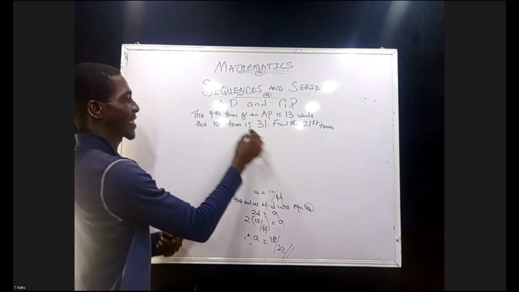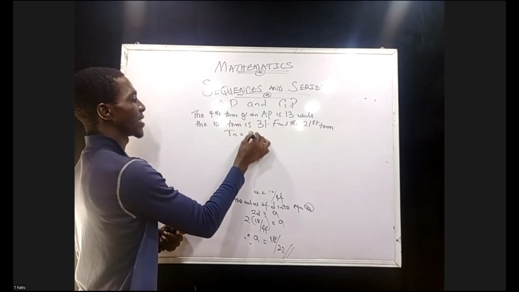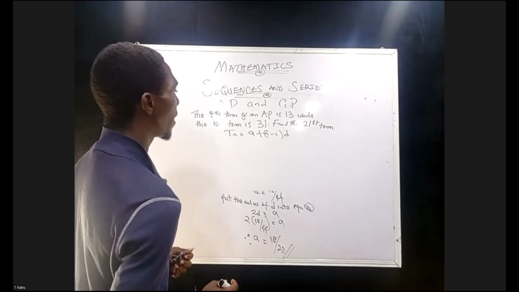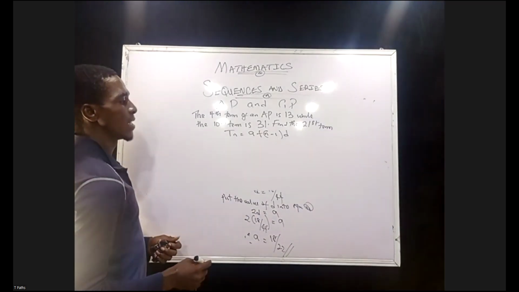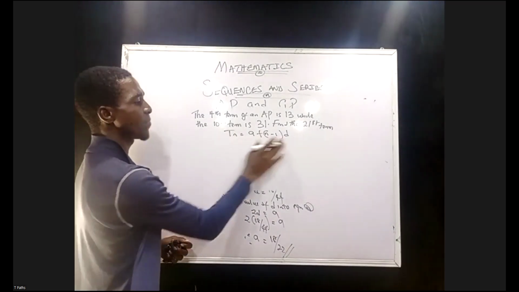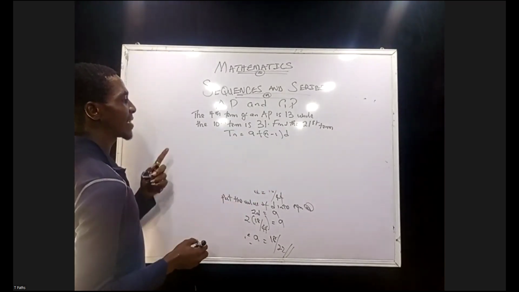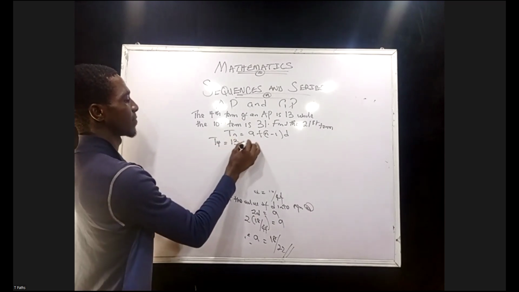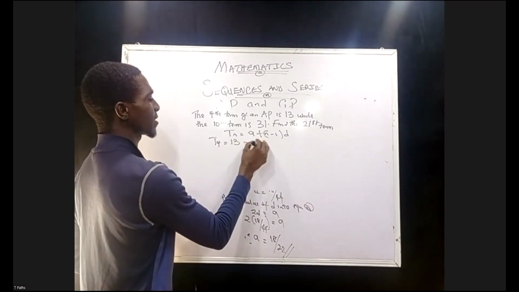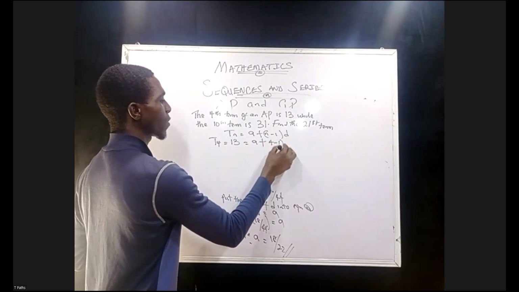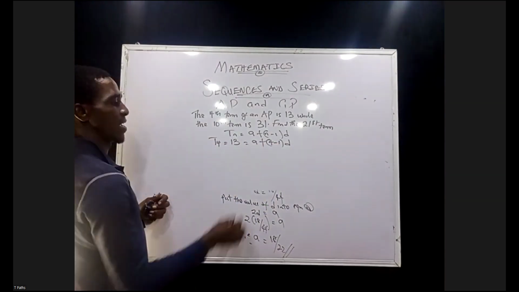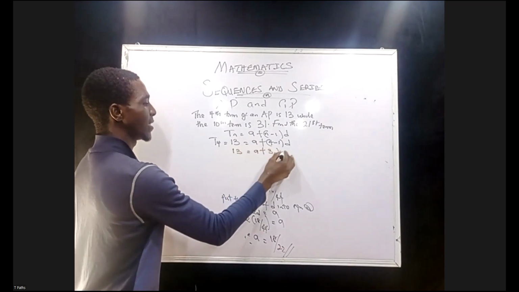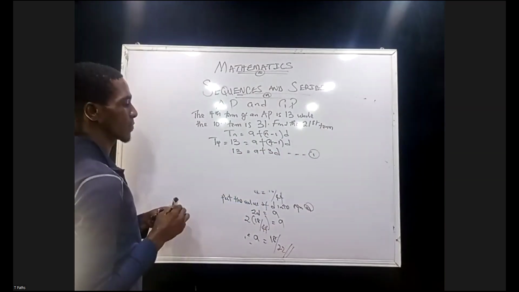Remember, the last term of an AP is defined by what? A plus n minus 1 d. If you know those formulas, then you won't have any problem with AP and GP. Since the nth term of an AP is A plus (n minus 1)d, and they said the fourth term is 13, that means 13 equals A plus (4 minus 1)d. So the fourth term, 13, equals A plus 3d, equation 1.